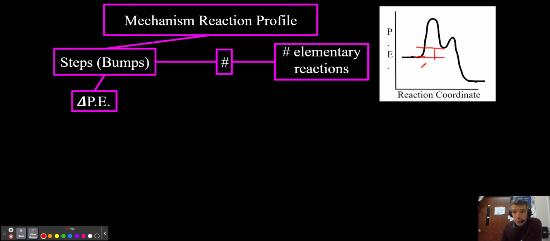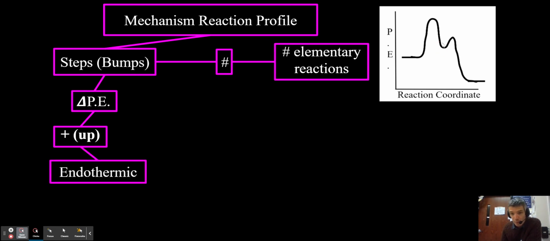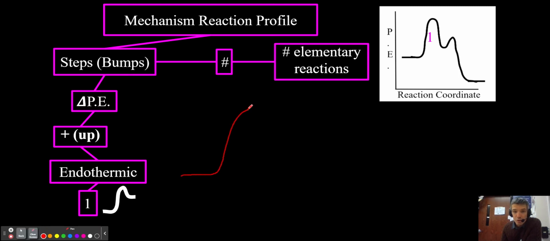The change in potential energy is going to be like here to there. You'll notice that's a positive change. That's a step, and I'm going to call that a step up. It's a positive change. What that means is this elementary reaction, or this step in the mechanism, is an endothermic process. It's gaining energy. Whatever chemicals are involved are gaining energy. Therefore, they've got more potential energy. This is number one. The endothermics look like that, where you go here and then you go up.